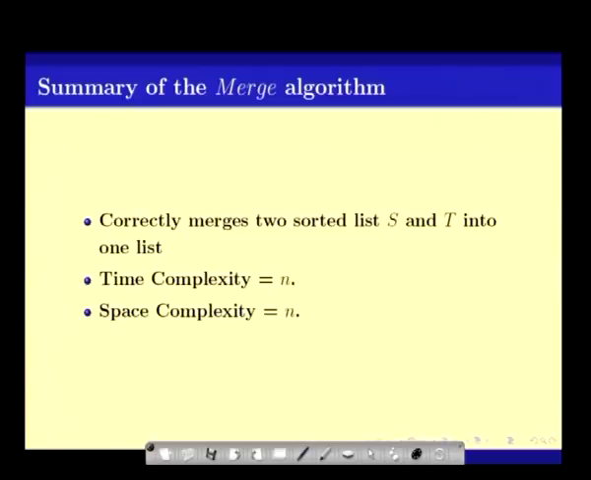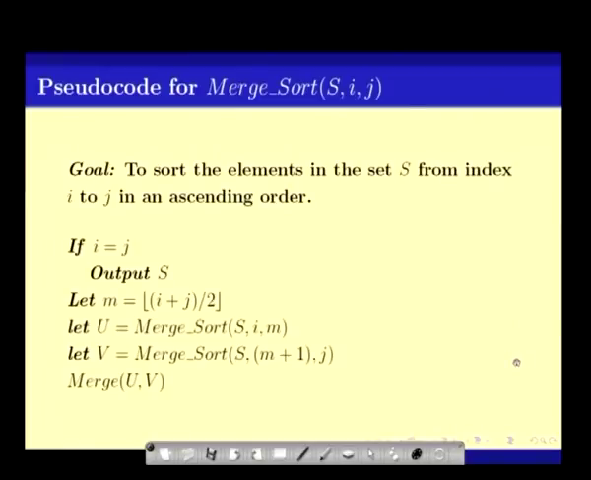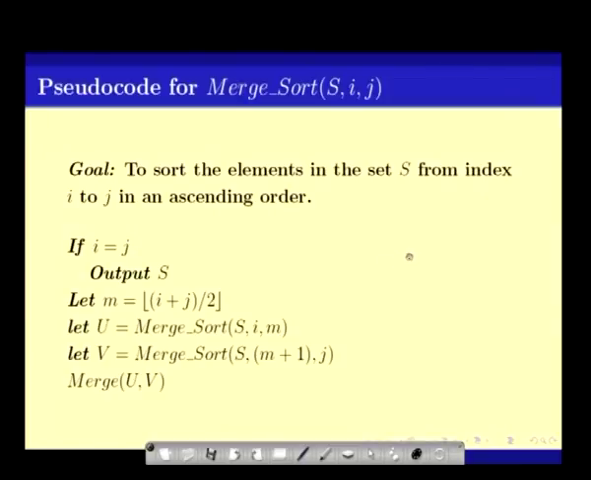So, if we go back and look at the merge sort, how do we do it? Recall that this is the same idea that we had earlier. The idea is simple. We call it a recursive algorithm. So, we have a merge sort with input S, which is the set, and I and j. The goal is to sort all the elements in this set S from index I to index j. If I is equal to j, that means the set S has only one element. In that case, we just output the set S.